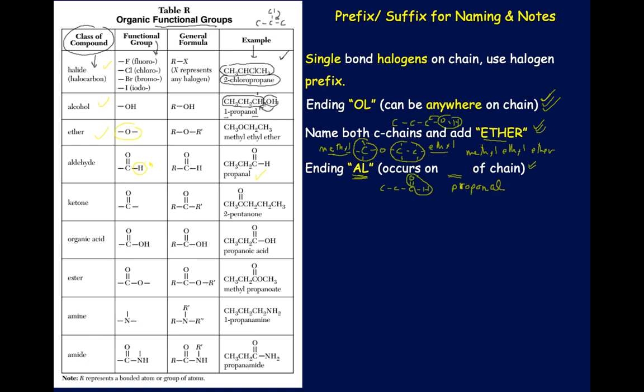All right, so propanal. When we move that oxygen to the middle of a chain, you can see there are not hydrogens on both sides.